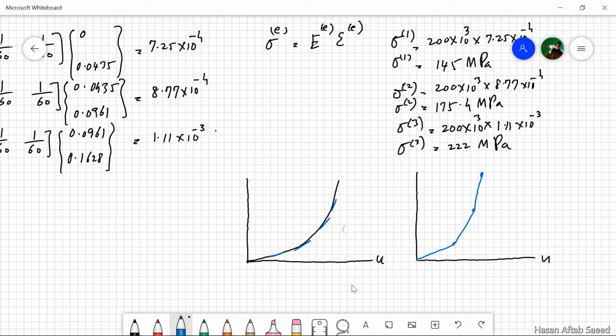But in our case, all through the first element, we have the linear distribution, so the strain must be constant throughout. Constant strain, constant strain, similarly constant strain. And if the strains are constant in the 3, then the stresses will also be constant. So how to mimic the behavior of the actual system, the tapered system, more accurately? So obviously by increasing the number of elements.